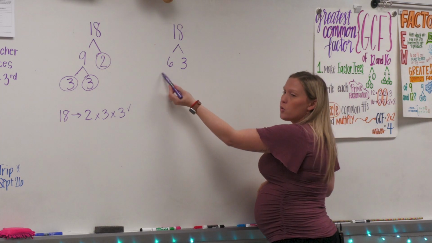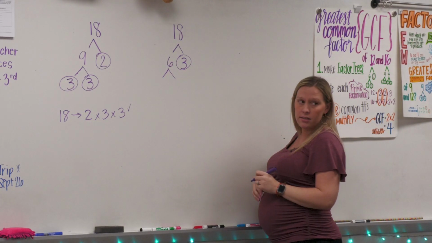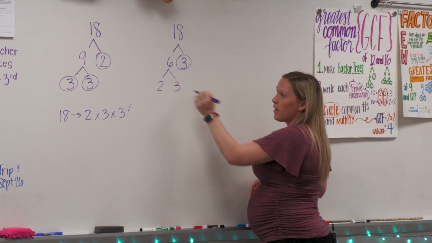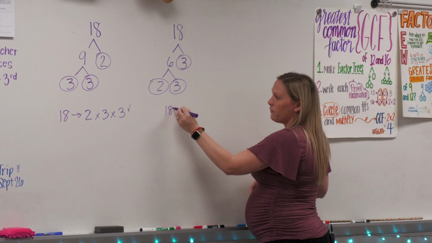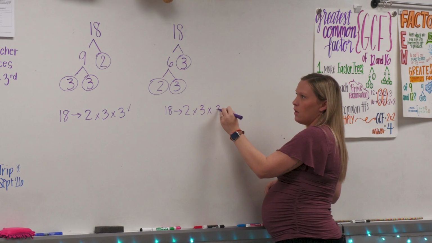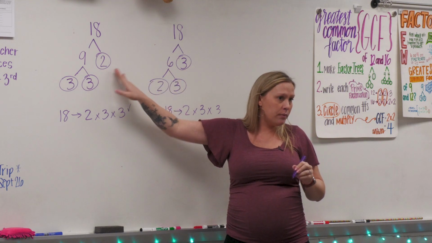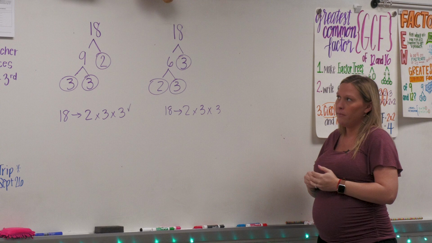Let's do this one. Which one do I circle? 3. Good. How do I break down 6? 2 times 3. Circle. Good. Let me write it. 2 times 3 times 3. No matter how you break it up, you're gonna get the same prime factorization. Okay?